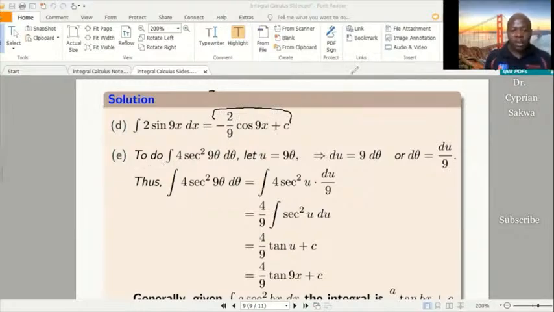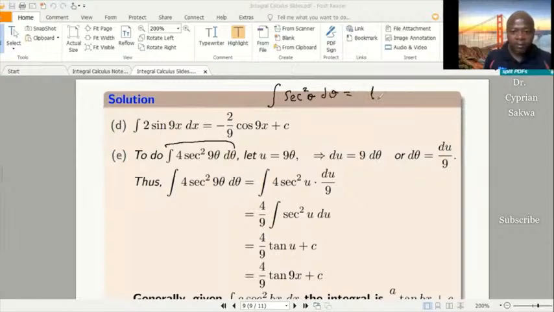Now let's look at another example. So we're looking at example E, and we are asked to integrate this. And there's something that we know from our formulas above. From our formulas above, we know that the integral of sec squared theta d theta is the same as tan theta plus constant of integration. So that we know. But this is theta. What we have here is 9 theta. So that means this must be equated to u.